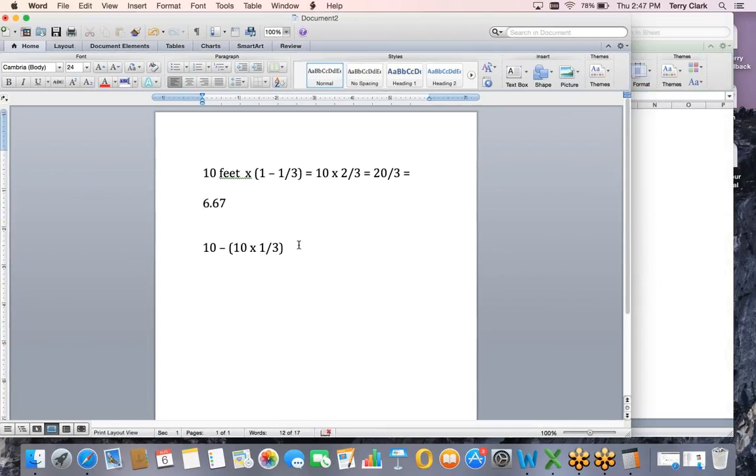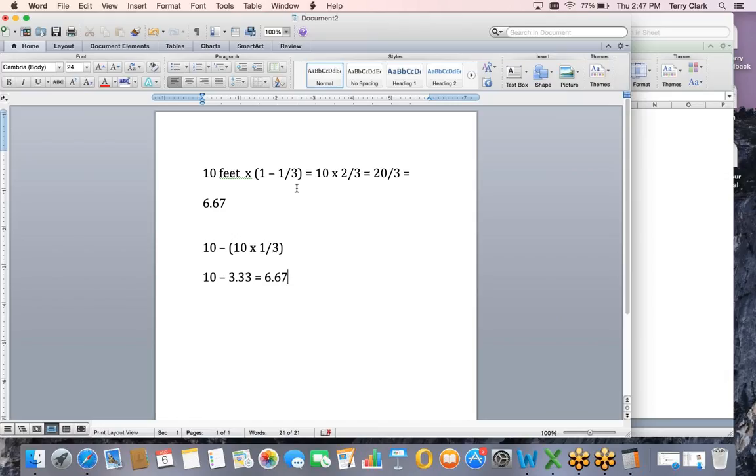Okay, if we did it that way. Now, if we did it the other way here, we're going to have 10 feet, and then we're going to multiply it by 1/3, which is going to give us 3.3. And then you subtract that, and that's still going to give you 6.67. So you can decrease it either way.